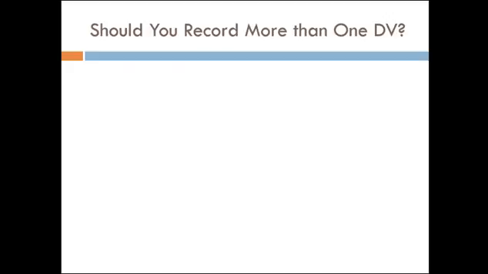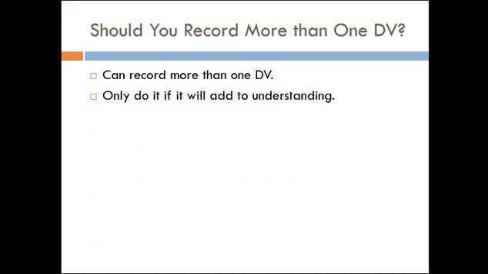Now here's an interesting question. Should you include more than one dependent variable in your research? Absolutely you can. You can collect as many dependent variables as you want. But again, I'm talking about experiments here. I'm not talking about other kinds of research. In experiments, you really only want to collect the dependent variables that you plan to use and that will aid in your understanding of the effectiveness of the independent variable. So only do it if it's going to add to your understanding of the independent variable, and only do it if you have a plan for how you're going to analyze that dependent variable.